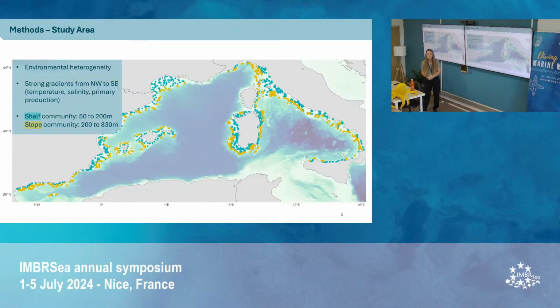Now moving to the method, I think you heard a bit about this in Sci's presentation. I'm sorry if it's a bit redundant. The Western Mediterranean is a very heterogeneous area with strong gradients of temperature, salinity, and primary production. And this contributes to creating a diverse range of habitats that support different communities. Here we decided to split the communities in two, the shelf community and the slope community.